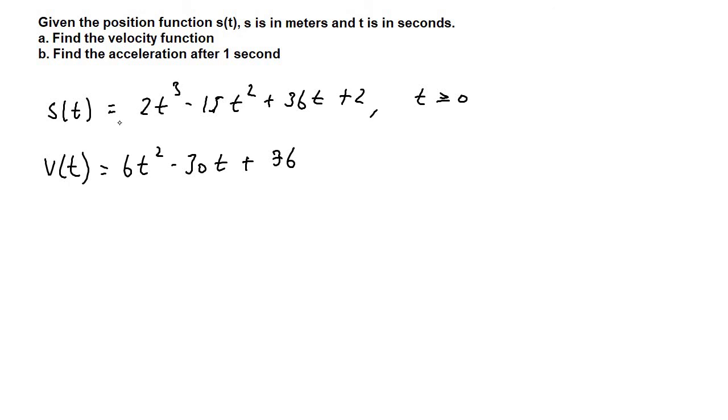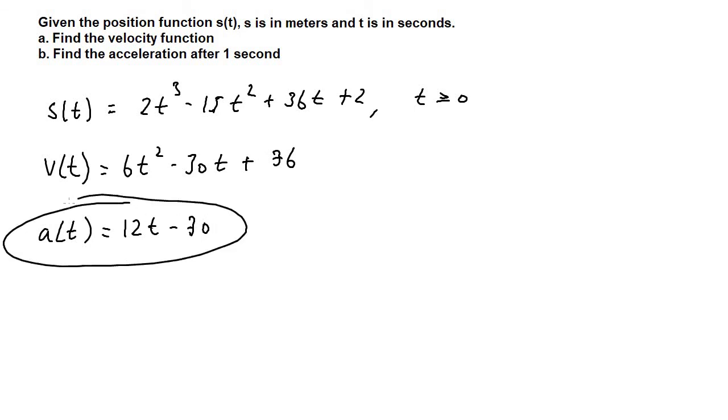Now for part B, we have to find the acceleration after 1 second. Remember, acceleration is the second derivative of position, or the first derivative of velocity. So let's go ahead and derive velocity to get acceleration. So derivative of 6t squared is 12t to the first, minus derivative of 30t is 30, and derivative of 36 is just a constant, so derivative is 0. So this is going to be the acceleration.